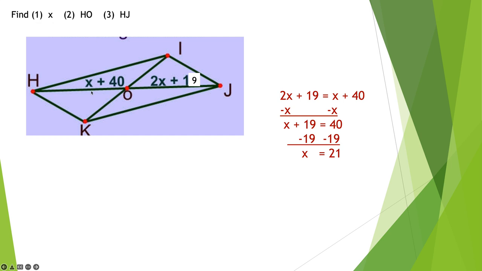Next up was to find HO. HO is the distance from H to the middle at O, and that would be x plus 40, which is 21 plus 40, which is 61. And then HJ, and there's a few ways to find HJ. One way is to say, look, that's the midpoint because the diagonals bisect each other. So I could just double 61, or I could say, wait a minute, the other part is 2 times 21 plus 19, which is 61, and then double the 61 and get 122, whichever way you prefer.